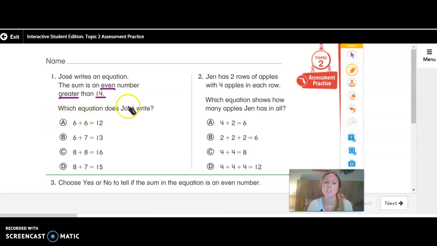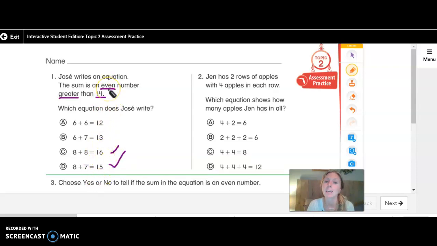Okay, so what equation does Jose write? Let's look at our choices. All of them are nice equations. Let's look at the sum at the end. Greater than 14. Is 12 bigger than 14? No. Is 13 bigger than 14? No. Is 16 bigger than 14? Yes. Okay. So that one is. Is 15 bigger than 14? Yes, it is. Okay, so we have two options.